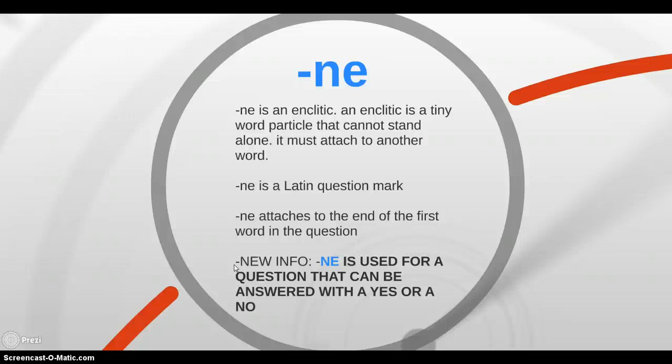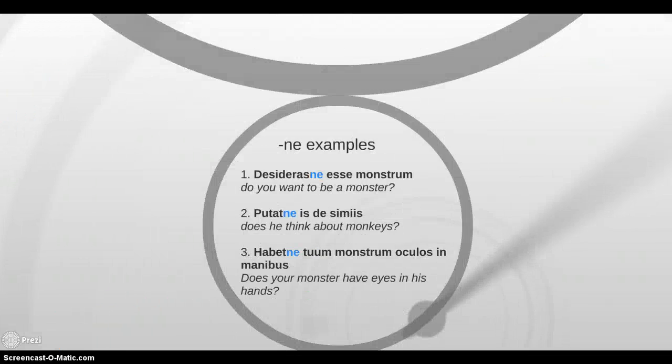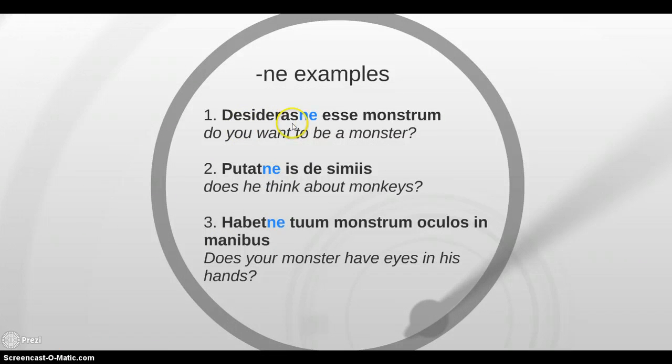Now, let's figure out how we would do this in Latin. Desiderasne esse monstrum. Do you want to be a monster? Ne goes right on the end of the first word, and the first word's usually going to be a verb in these types of sentences. Number 2. Putatne is de simiis. Does he think about monkeys? Again, the ne is right there. And because the ne is right there, we don't need a question mark.